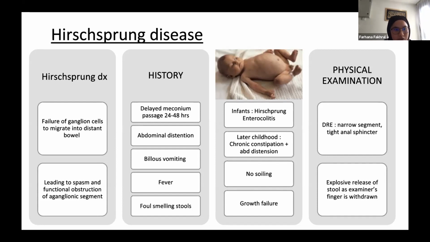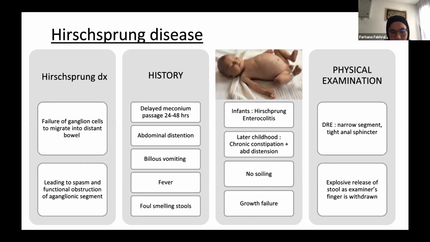So for the history of Hirschsprung disease, since this is an organic cause of constipation, we'll diagnose it very early on when there's a delayed meconium passage beyond 24 to 48 hours, which is the normal time in which a neonate should pass out meconium. So what we're looking for in the patient is abdominal distension, bilious vomiting, fever, foul-smelling stool. This is usually because of Hirschsprung enterocolitis, or the children in later childhood will have chronic constipation with abdominal distension, and usually there's no soiling and there can be growth failure.